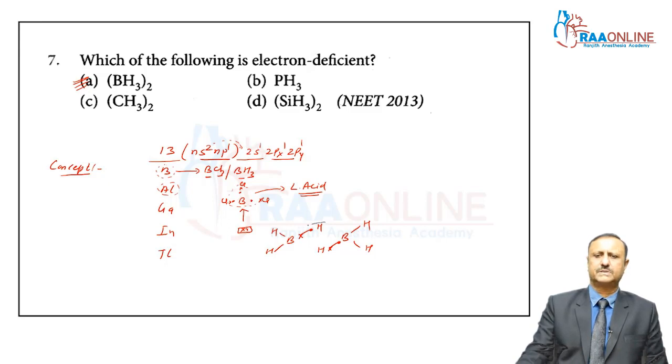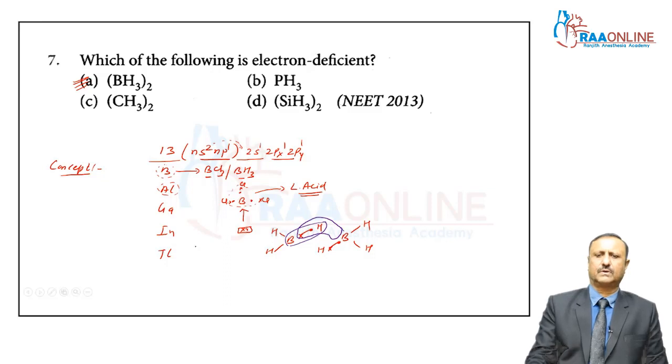is participating in the bond between boron and hydrogen, but this pair is also shared by the other boron, my dear students. Why? Because the p orbitals of this boron are empty, so the empty orbitals overlap with the hybridized orbital of boron and hydrogen atom. So in this way this type of bond is present.